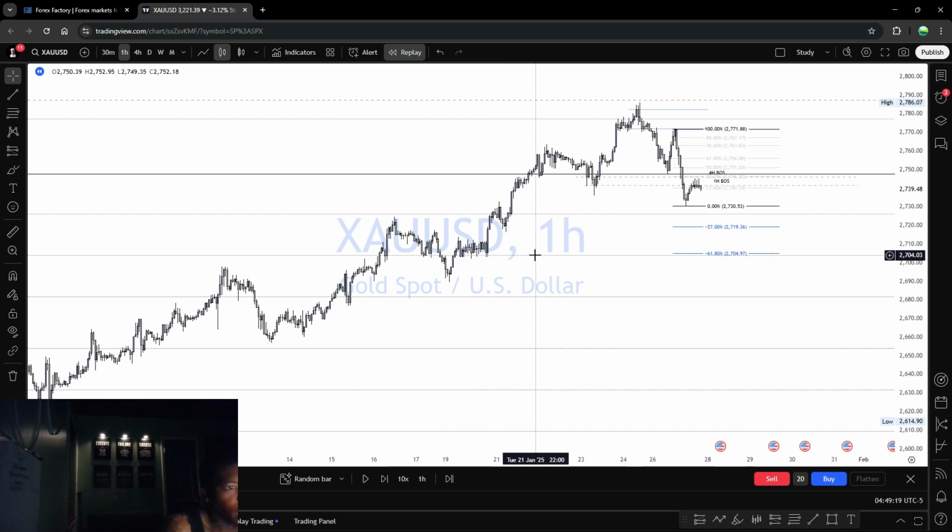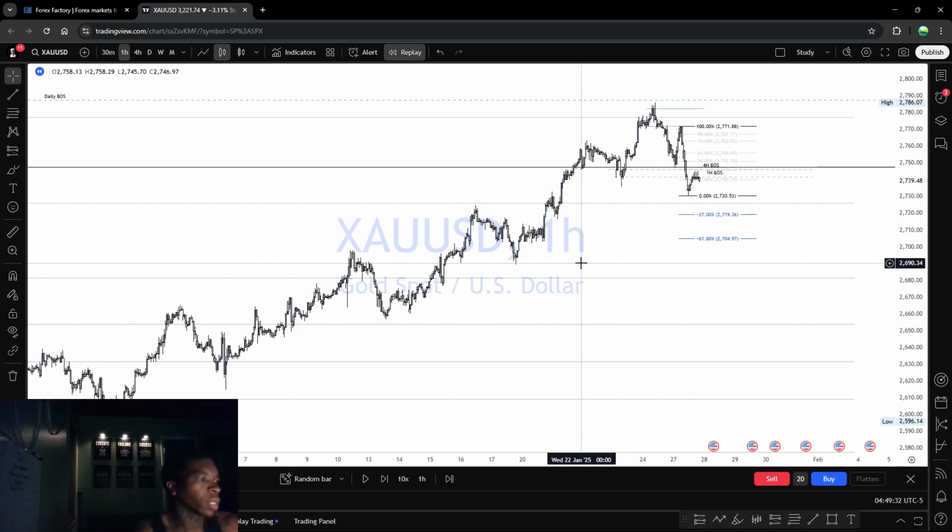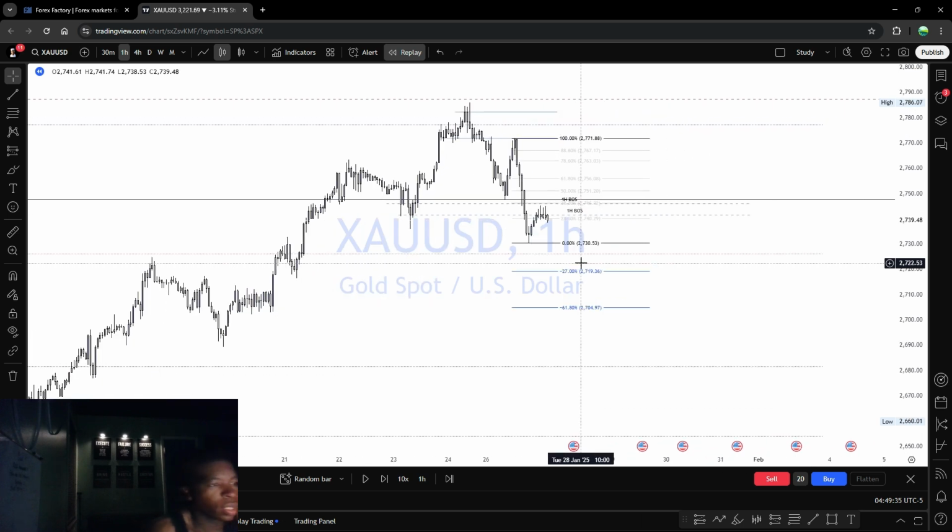I'm kind of leaning towards taking this position down to this 61.8. But I really think it could make its way there. It's still super early. It's a Tuesday. And if we break there, we can see price going way further. But like I said, I'm here to learn, and we're going to give it a try. So I just want to make sure I'm getting in at the correct time, like I said. But I'm definitely looking to target this 61.8.